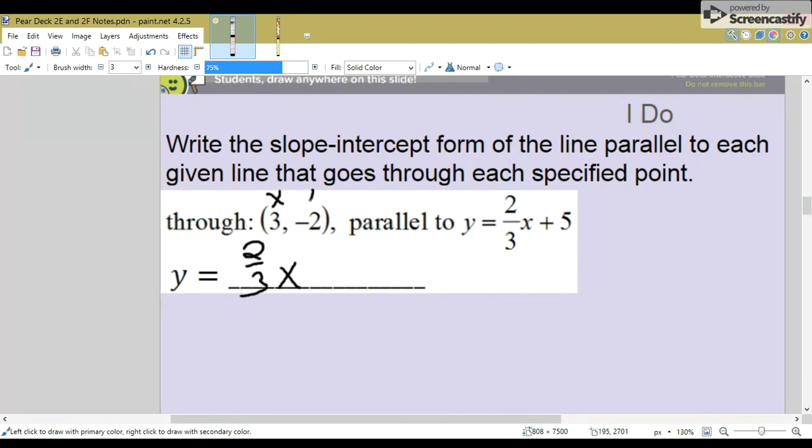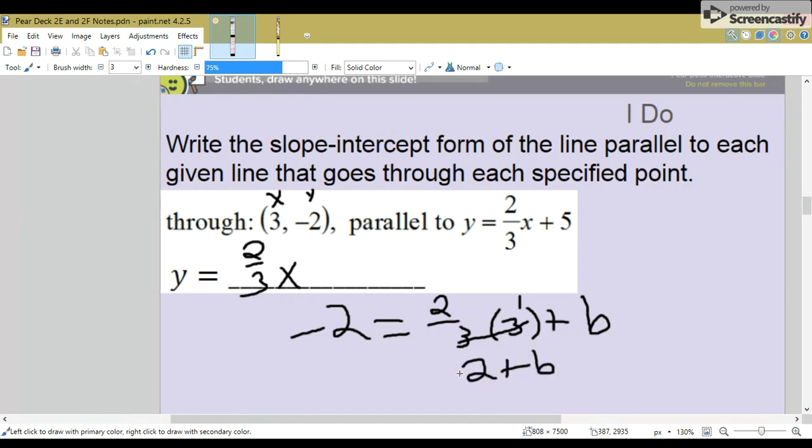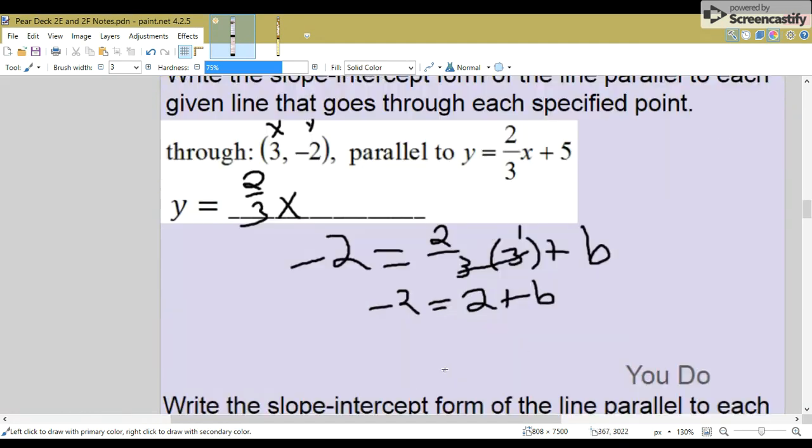We have x and y. So -2 equals 2/3 times 3 plus something, our b. 3 divided by 3 is 1. 1 times 2 is 2. To get b by itself, we need to subtract 2 from each expression. So we have -4 equals b. So our equation is y equals 2/3 x minus 4.